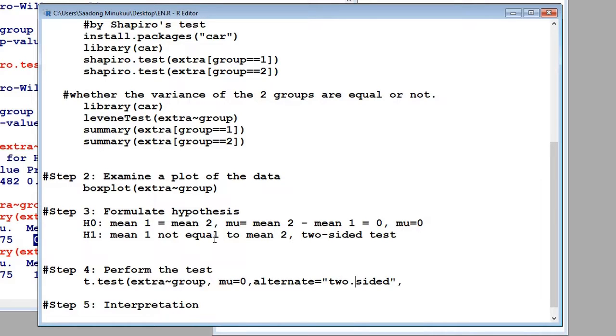But when it's just less than, it becomes one-sided. When the alternative hypothesis is just greater than, it's one-sided. If it's less than or equal to, in other words not equal to, then you put two-sided. So I'll put two-sided here. If it's less than, you write less. If it's greater than, you write greater. If it is less than or equal to, or greater than or equal to, or not equal to, in other words greater than or less than, then in that case you put two-sided.